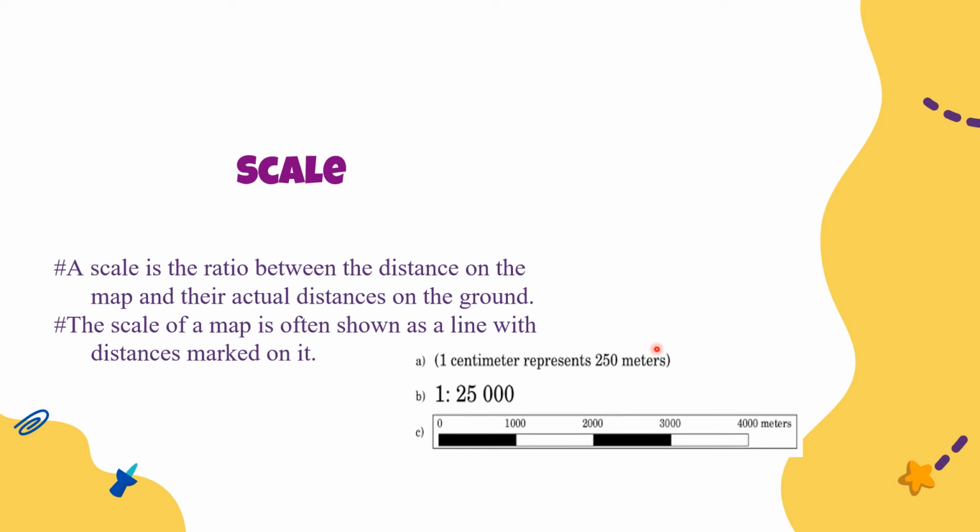So this is the ratio between the distance on the map and the actual distance on the ground. This is called scale. Here 1 is to 25,000 is given, which means 1 centimeter on the map represents 250 meters on the actual ground. So this is called scale. This is also a very important thing you need to know when you read a map.